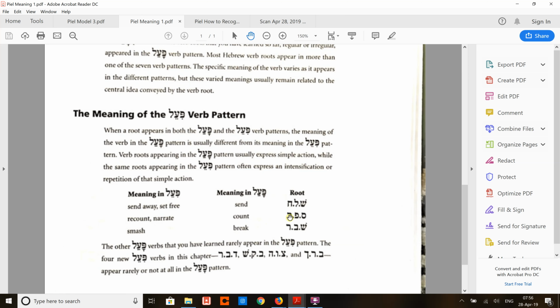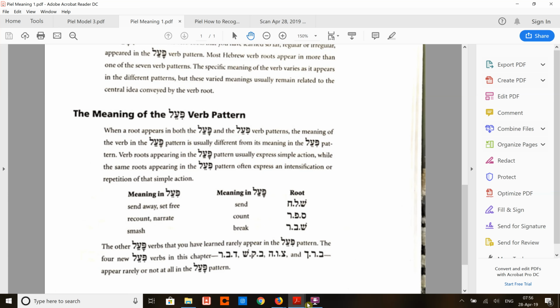And so here, one last example. Shavar, shiber, smash. So shavar in the pa'al, the form that we already know, means break. In the Piel, it means smash. Okay, so this is a good place to start because it lets us begin to see why would they have these different verbal stems? Why have these different verbal patterns in the first place?